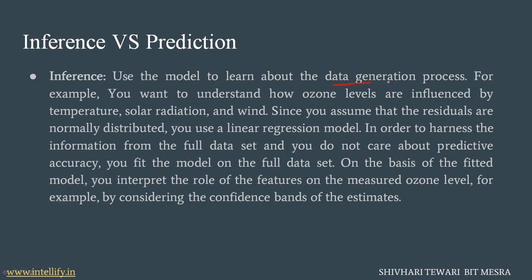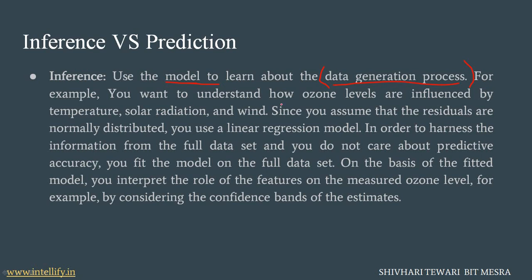This is the major part of the inference system, that is, we use the model to learn about the data generation process. In inference, we do not predict anything. We are not going to forecast something which is going to happen in the future, using our previous data set. In inference, we only care about data generation, that is how the data is generated and how the training model is used in that inference system. Let's go to an example.